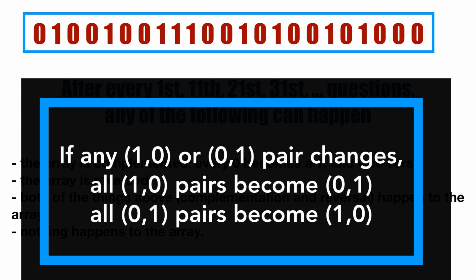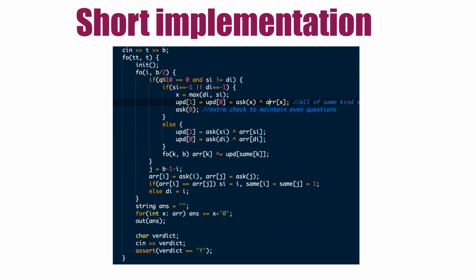I really don't care which of the 4 operations happened. I just need to know whether a pair of same parity has changed and whether a pair of different parity has changed. If they have, I know that all the rest of them are also going to follow that. And now I will start with the implementation.